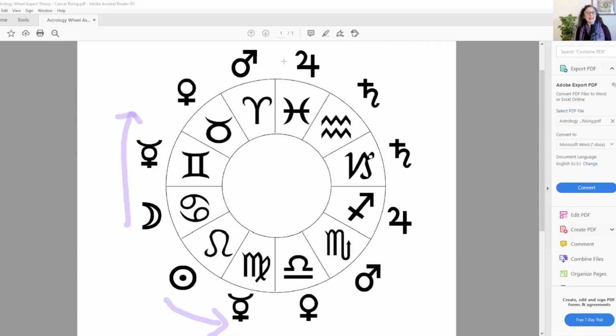The next planet out is Venus, and she rules the next two signs as we continue our journey in this order. Venus rules Taurus and Libra.